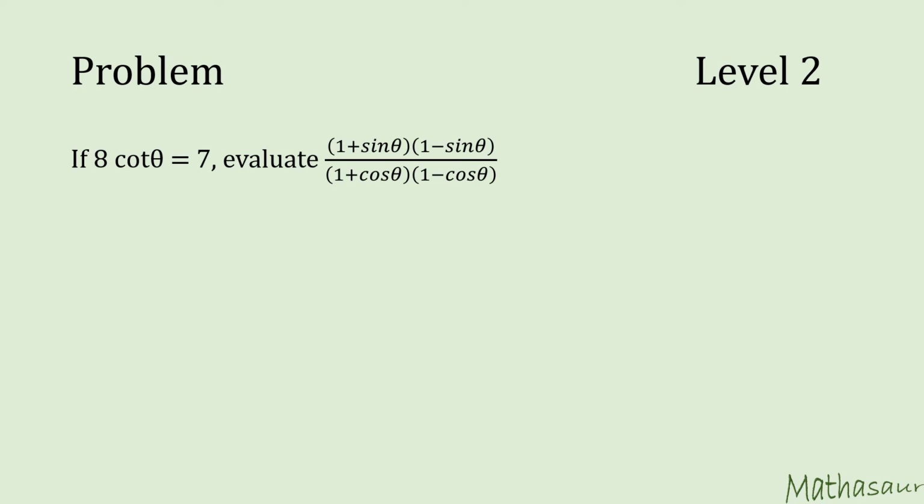If 8 times cot theta is equal to 7, evaluate 1 plus sin theta times 1 minus sin theta divided by 1 plus cos theta times 1 minus cos theta. Now we can write cot theta as 7 upon 8 by rearranging the given identity.